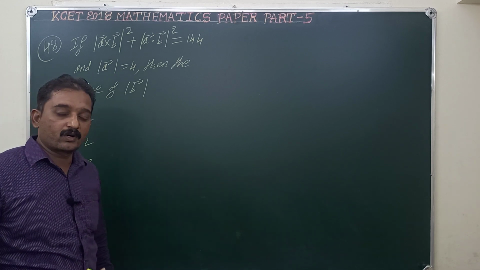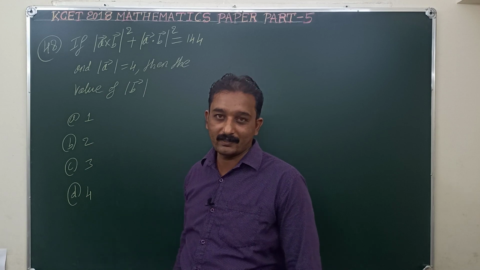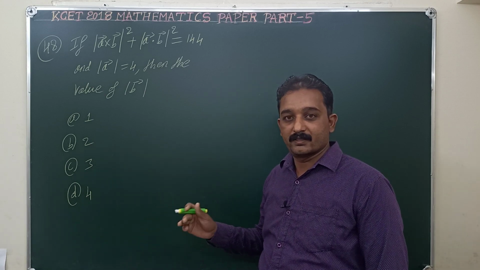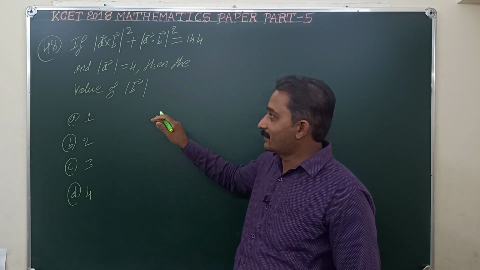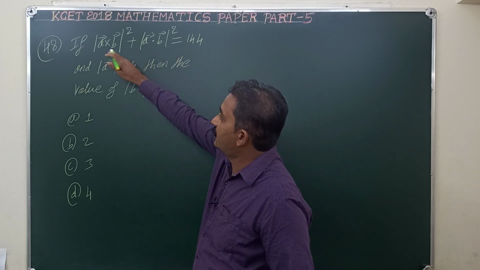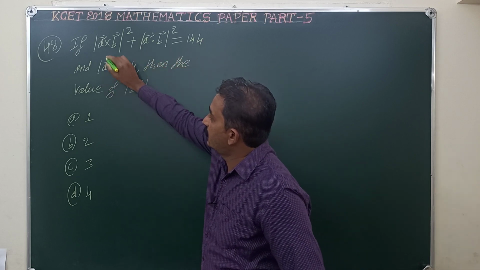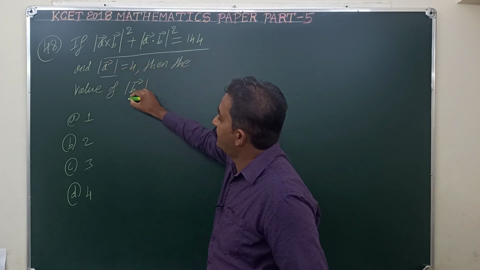So now let us move on to question number 48. This question is based on the chapter vector. Usually they ask 5 or 6 questions on this chapter. In this case we have to take the first question. This is a mixture of dot and cross product. So here this is the given condition and this is also a given condition, then find the magnitude of b.